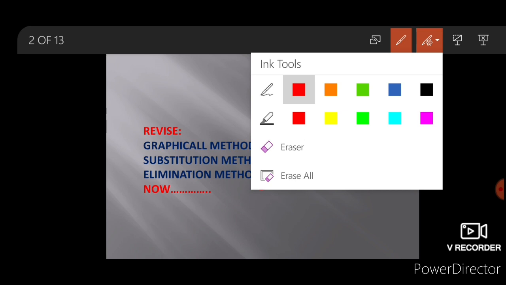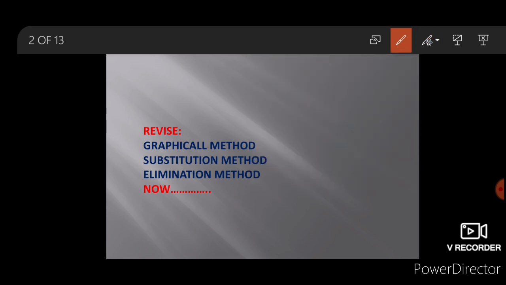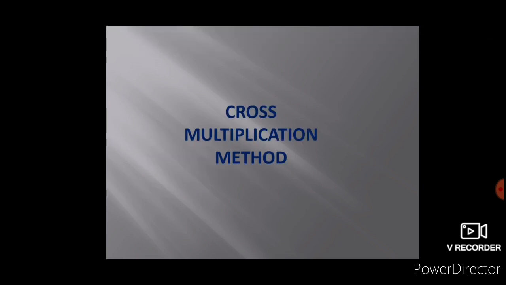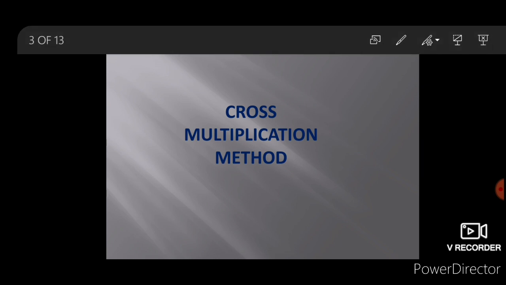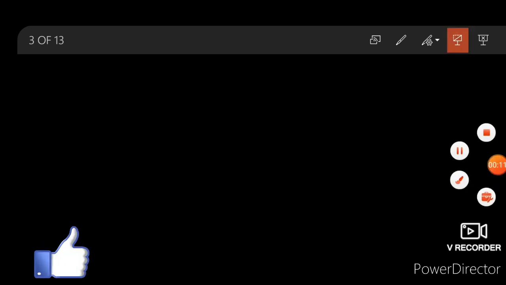Now we have one new method which is most important, and generally this method comes in the board exam. The name of that method is the cross multiplication method. So the question is how we can solve using the cross multiplication method. Let us take an example.